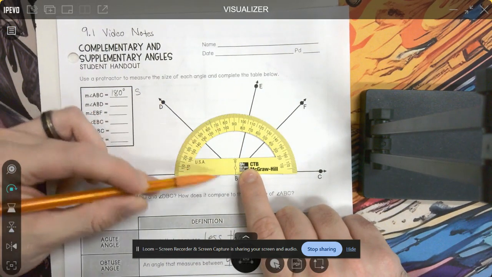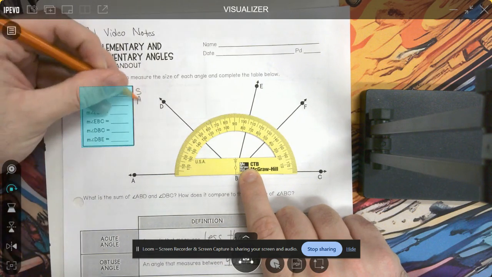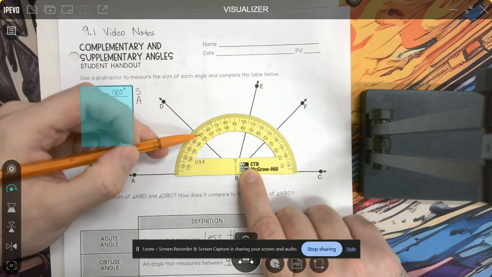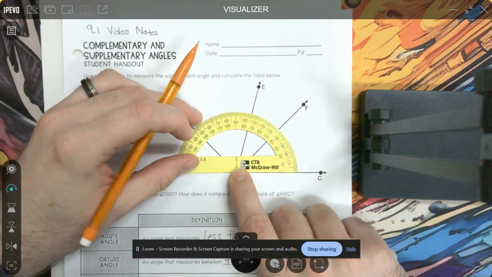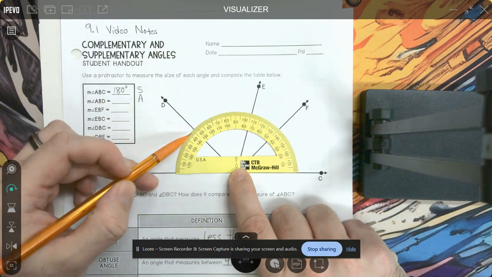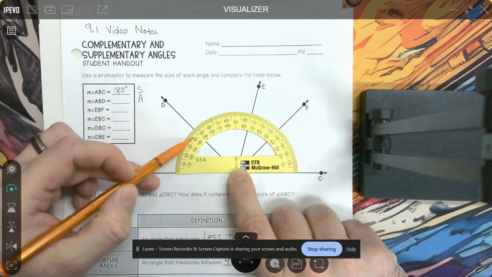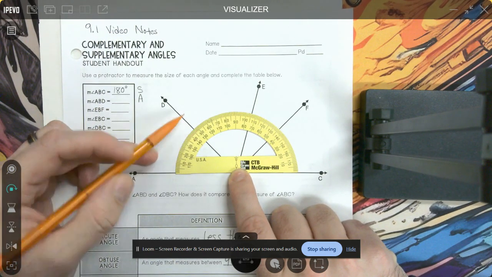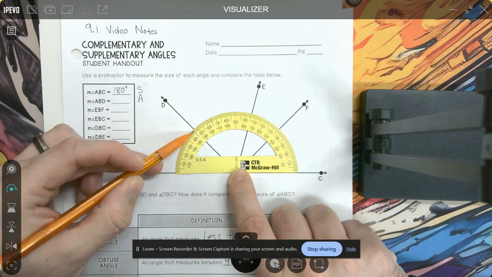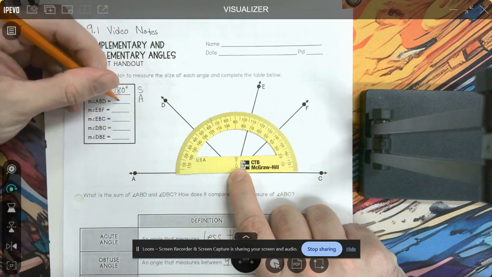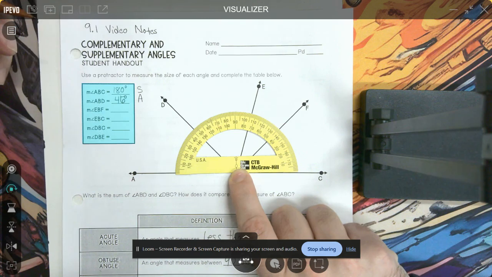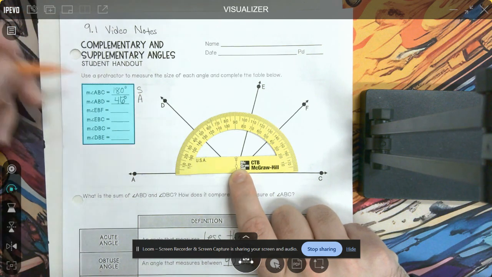I know this is less than 90, so it's going to be acute. So we're going to be looking at the smaller number. Make sure it's right in the middle. Look at where that D line is going through it. And if you look, it's between 40 and 50. Here's 45. Looks like it's one past 45. So ABD, we're going to say, is 46 degrees.